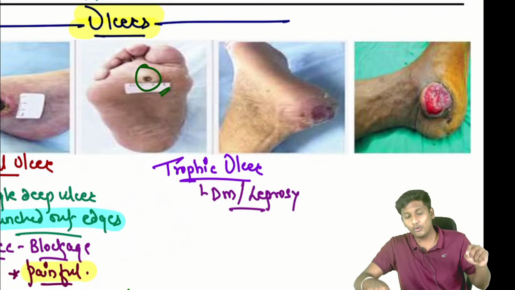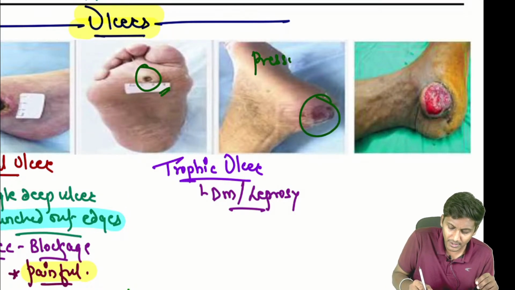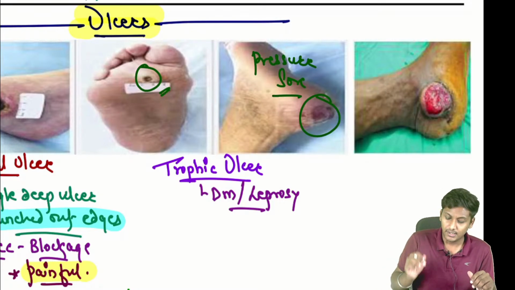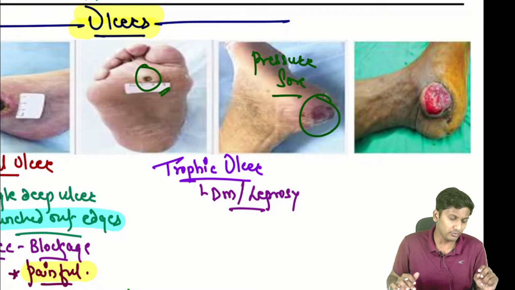Okay, so that is how a diabetic foot develops. This is nothing but a pressure sore itself. So you have to remember, yes, a pressure sore is also an example of a trophic ulcer. The third most common site is usually the heel, as you can see in the picture.